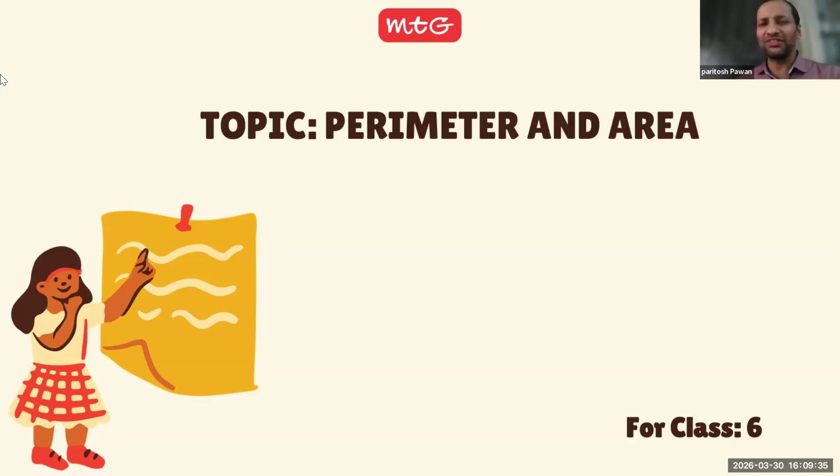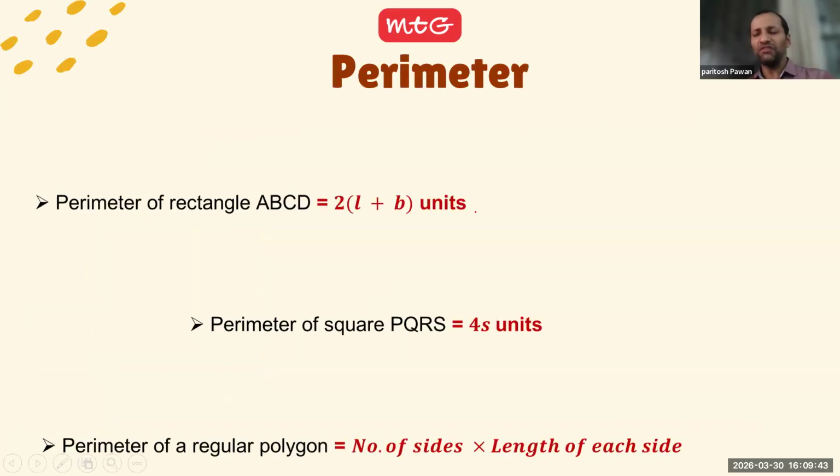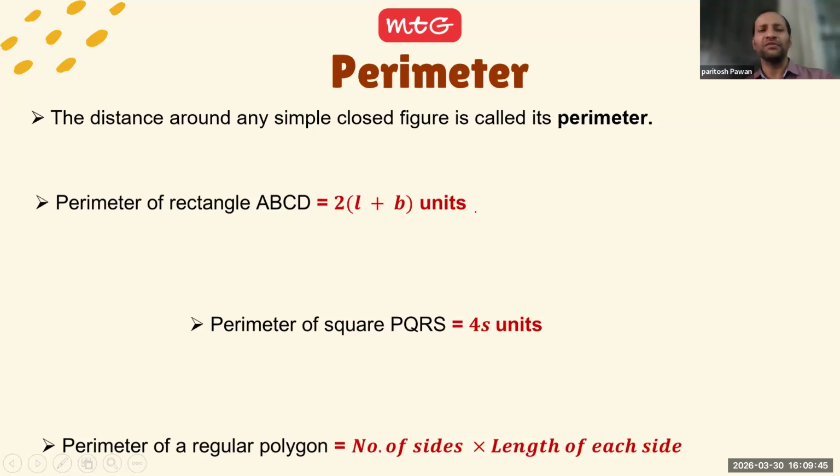So today we are going to discuss perimeter and area. So let's start today's class. In perimeter and area, first we are going to discuss the perimeter. We will understand what the perimeter is. Perimeter is nothing but the distance around any simple closed figure.